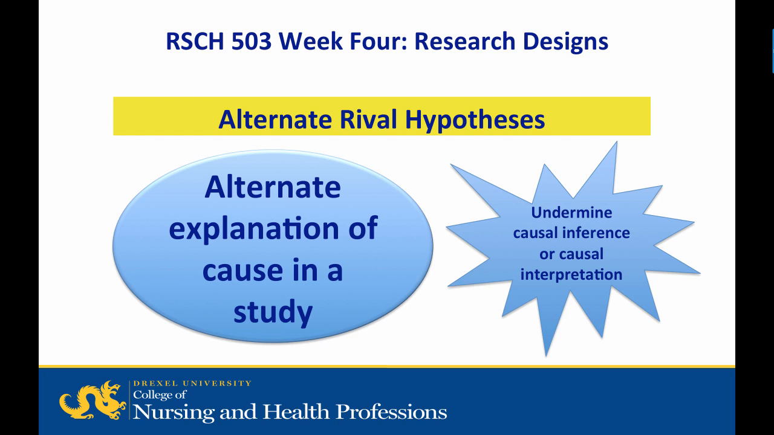Alternate rival hypotheses. These are hypotheses that provide an alternative explanation of cause in a study. Alternative rival hypotheses undermine causal inference or causal interpretation.